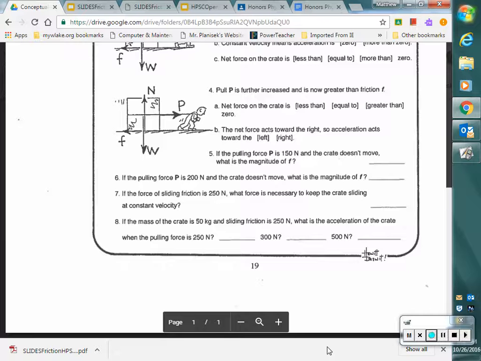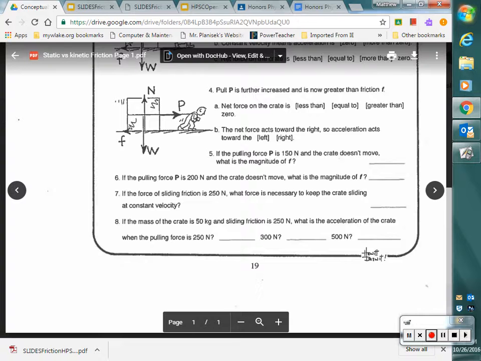Then, question number 7 and question number 8 relate to each other. So if the mass of the crate is 50 kilograms, right, here, let me do this.